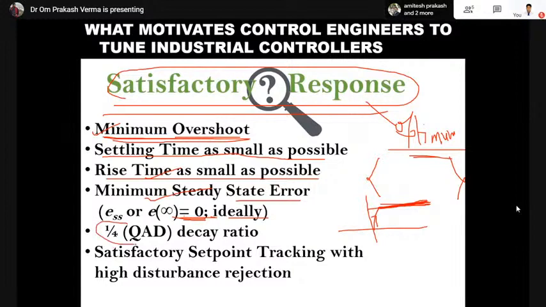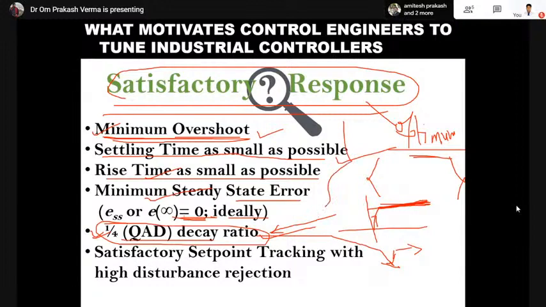Next value is 1 by 4 QAD. It is one of the most important terminology used in the chemical process plant. QAD, what is this? The quarter amplitude delay. We will see in the next slide the meaning of this one. So for the designing of any controller you have to maintain the overshoot, and this response also. Including this, you have to maintain the QAD ratio.